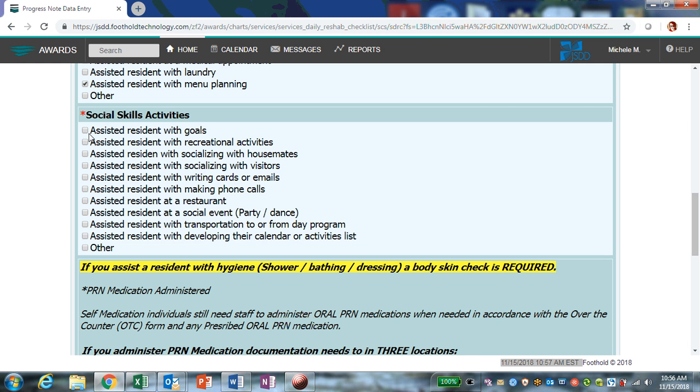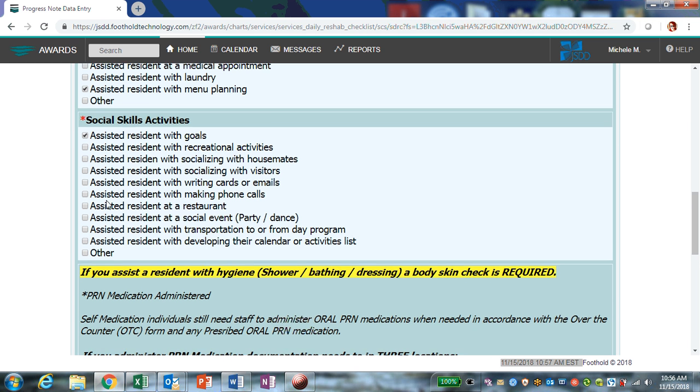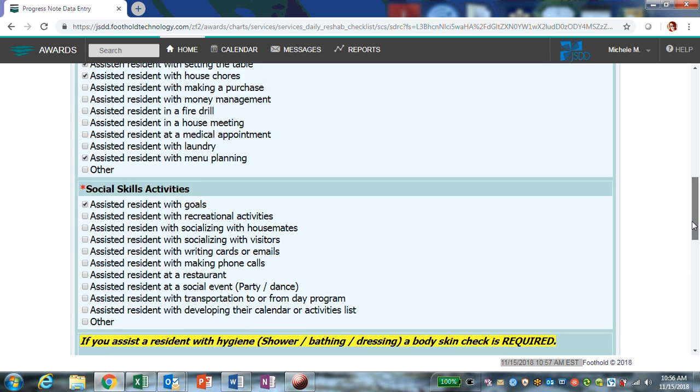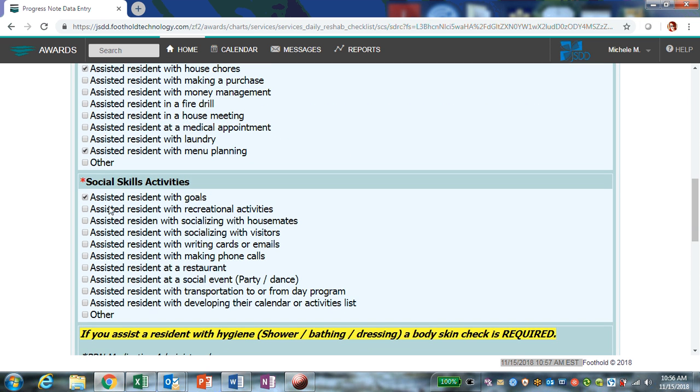Okay, so I'm going to select, I worked with this resident with a goal because, after all, I am in the DTR and I am in the progress note and I have a goal, right? So I'm documenting a goal. So I am going to select assist resident with goals. It should always be selected. Managers, please say this again. Assist resident with goals in the social skill activities. They should always be selected.